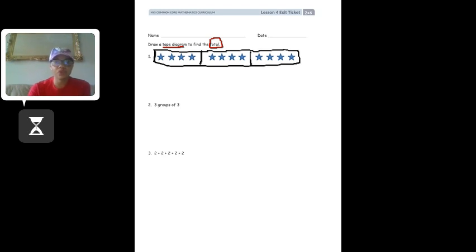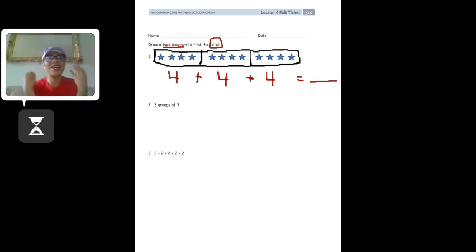Okay, so I'm going to get my red pencil, and I have 1, 2, 3, 4 stars in that first group. So I'm going to put the number 4 down right here, and then I'm going to add plus how many stars are in my second group in my tape diagram? 4. Good job. And then how much is in my next or my last group inside my tape diagram? The last equal size square. That's right, there's 4. So I have 4 plus 4 plus 4 equals how much in all? How much total do we have? How many total stars do we have in all?